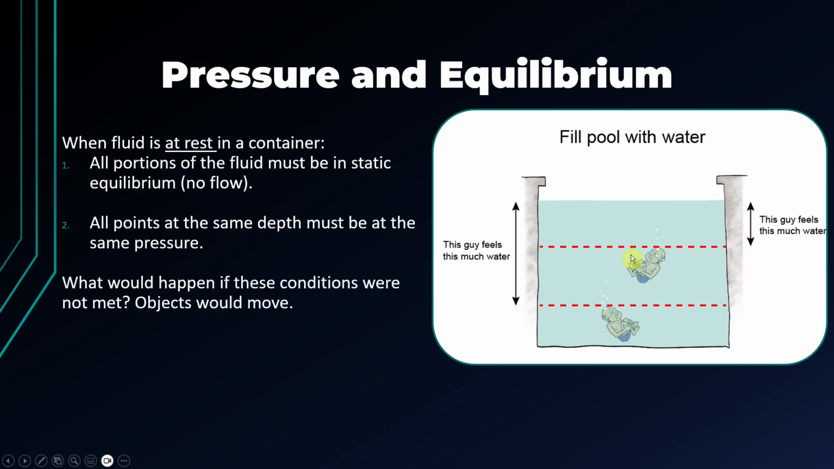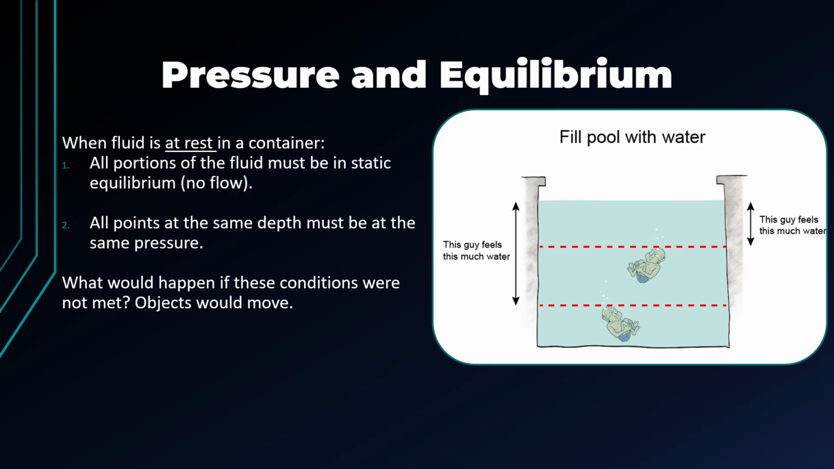So one thing that we can think about is, what would happen if these two conditions were not met? What would happen if this little guy has a different pressure on one side than he does on the other side? Well, this difference in pressure would cause a net force to occur, and he would be moving.